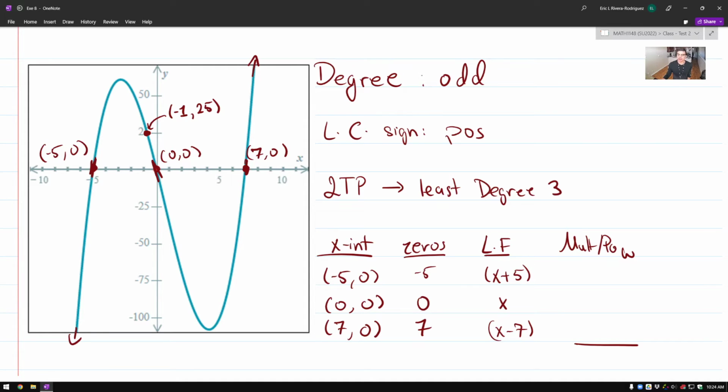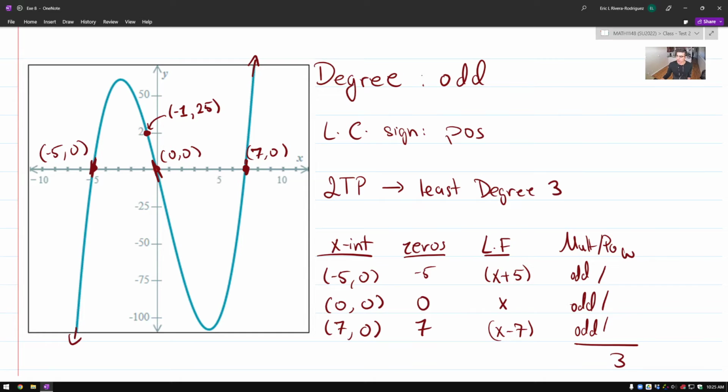The multiplicity of the 0, -5, is it even or odd? Odd. It is odd because the graph crosses at -5. What is the multiplicity of the 0, 0 and the 0, 7? In both cases, the graph crosses, so the multiplicity is odd for both as well. All these zeros have a multiplicity that is odd.